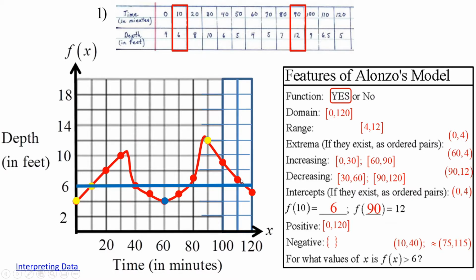Now, that's it. Okay, let's do one more set of data for one of the other individuals floating down this river, and then we're done. Welcome to Features of Functions.